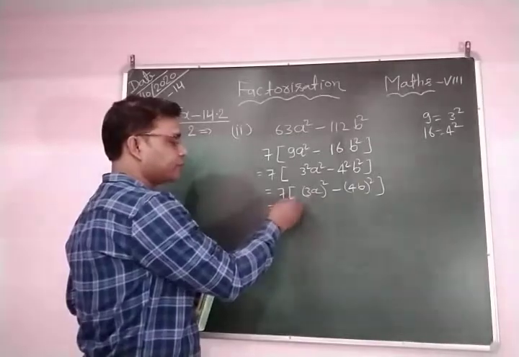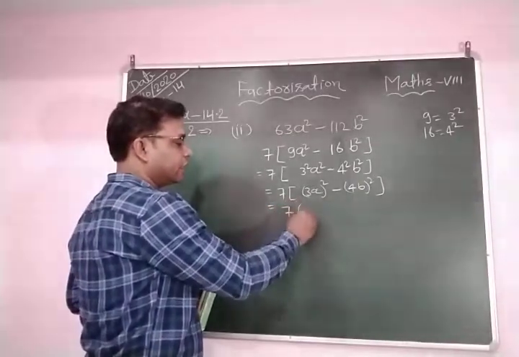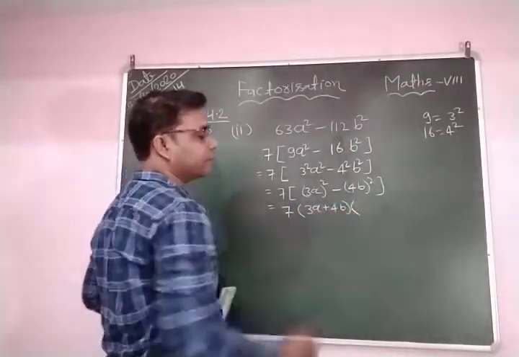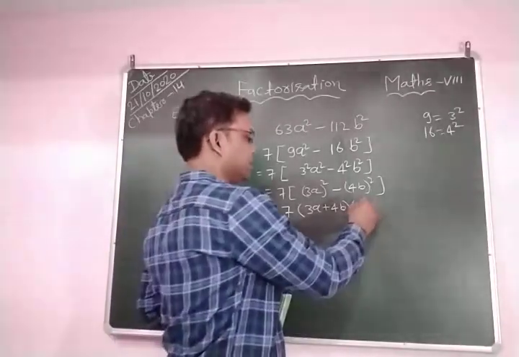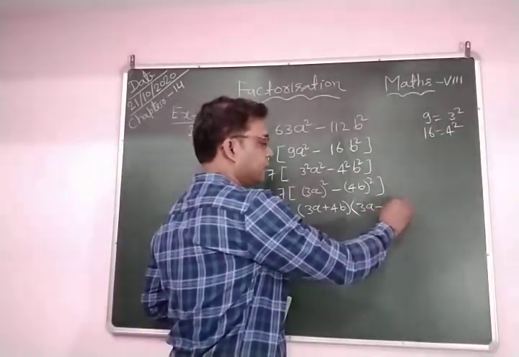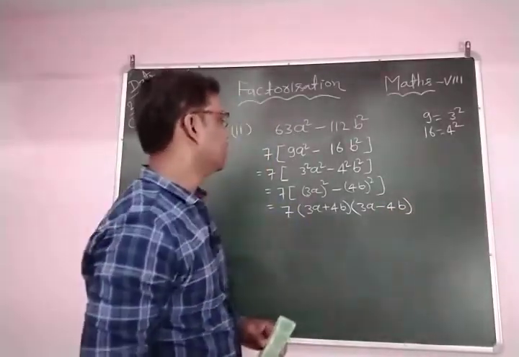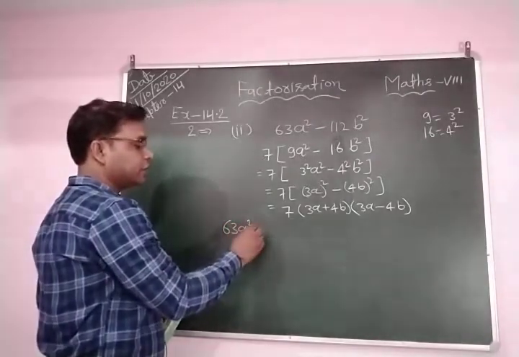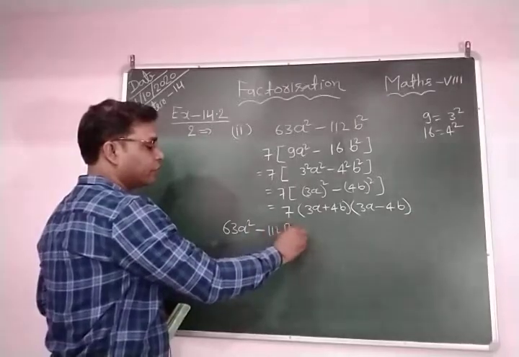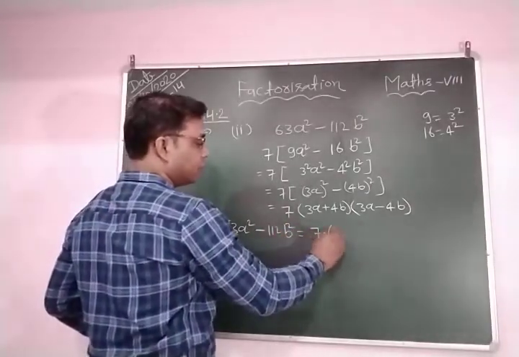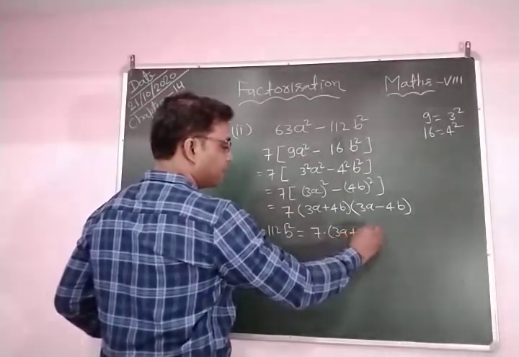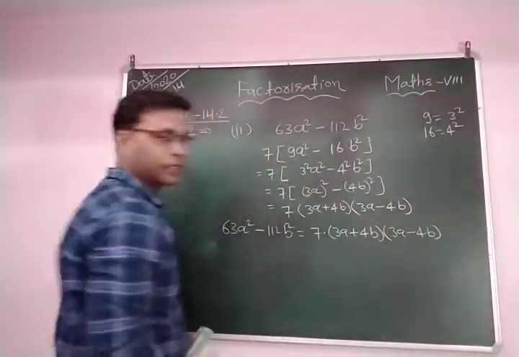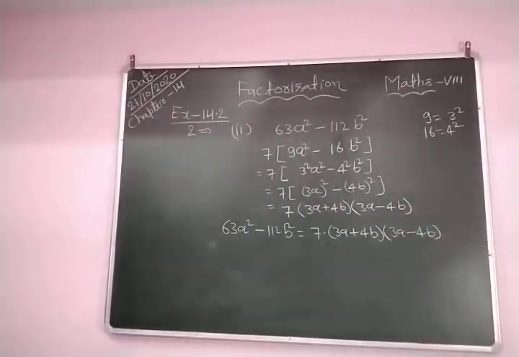So here you write 7 as it is, and (3a plus 4b) into (3a minus 4b). This is clear? So this is your factorization of the given algebraic expression: 63a square minus 112b square is equal to 7 into (3a plus 4b) into (3a minus 4b). Clear? Students, I hope all of you understood this question.